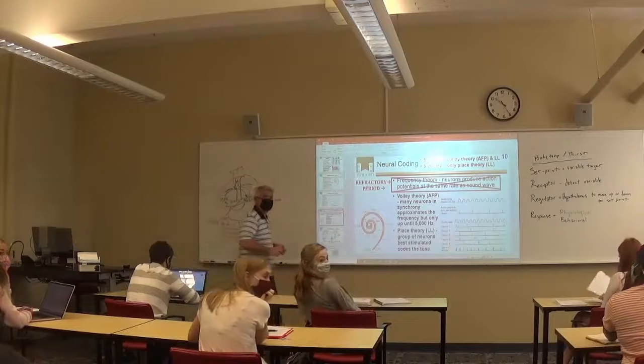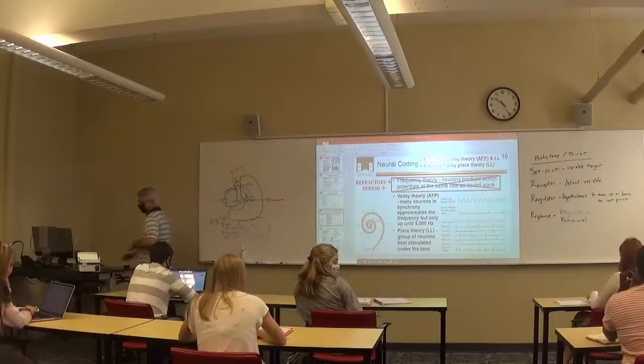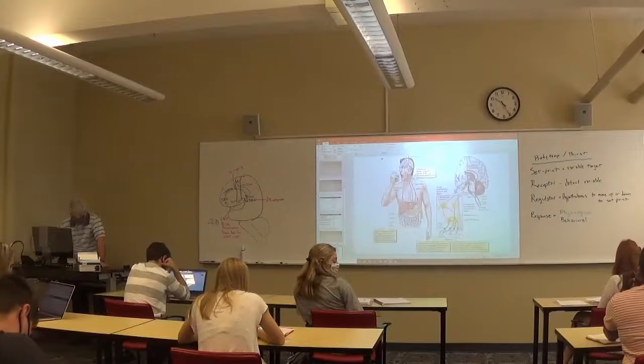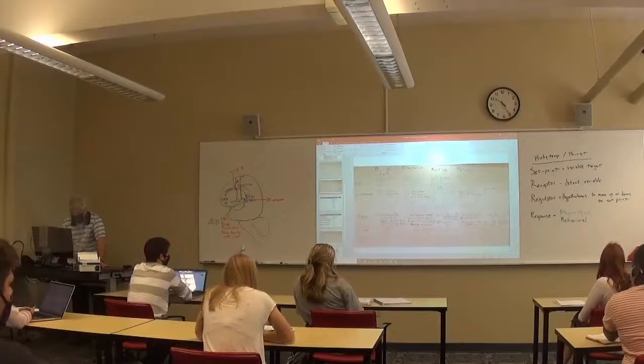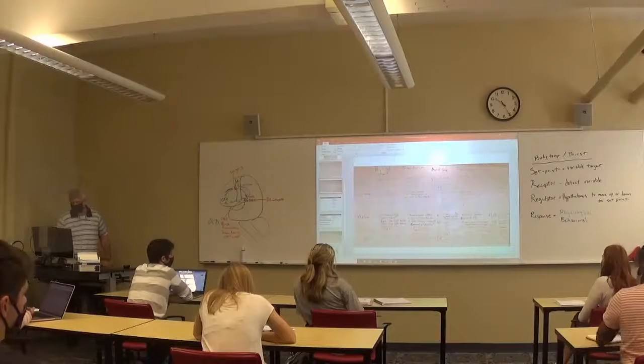Can you go back to the sensory system slide in the review and talk about the thalamic regions? This one, the one where all six are laid out? Yes. And this is the part where it's a pathway. It's kind of confusing to me.